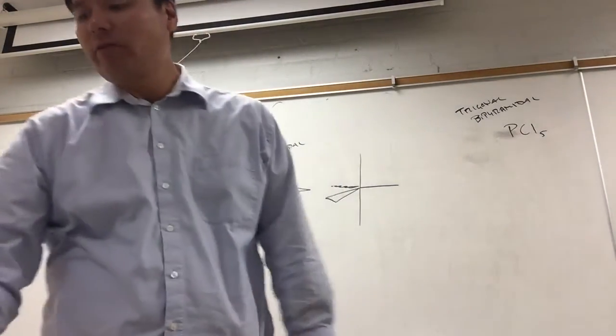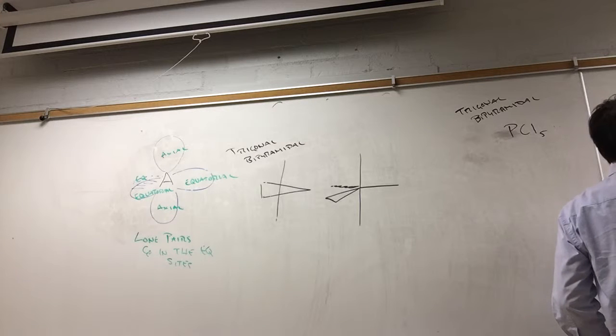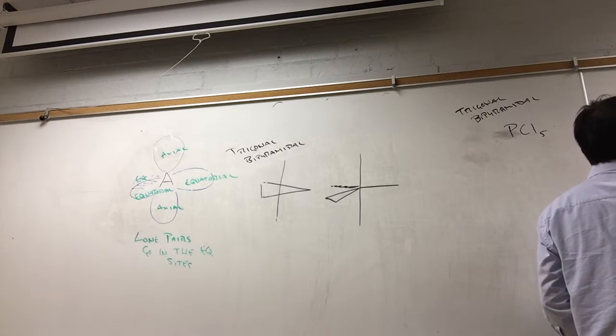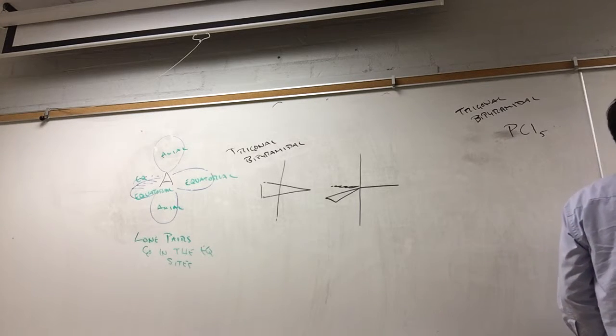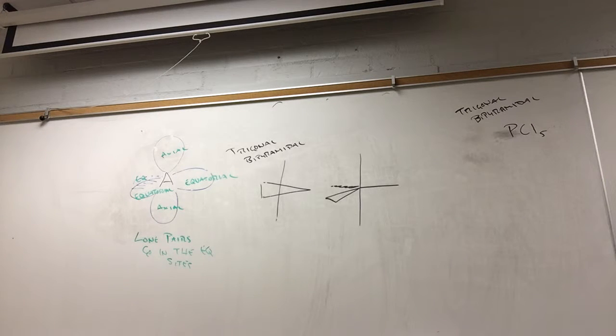Now we're going to label the chlorines, because the chlorines occupy 2 types of sites. These 2 chlorines at the top and the bottom occupy axial sites. These 3 occupy equatorial sites. So I'm going to label them A for axial, E for equatorial. And therefore we can figure out the bond angles.